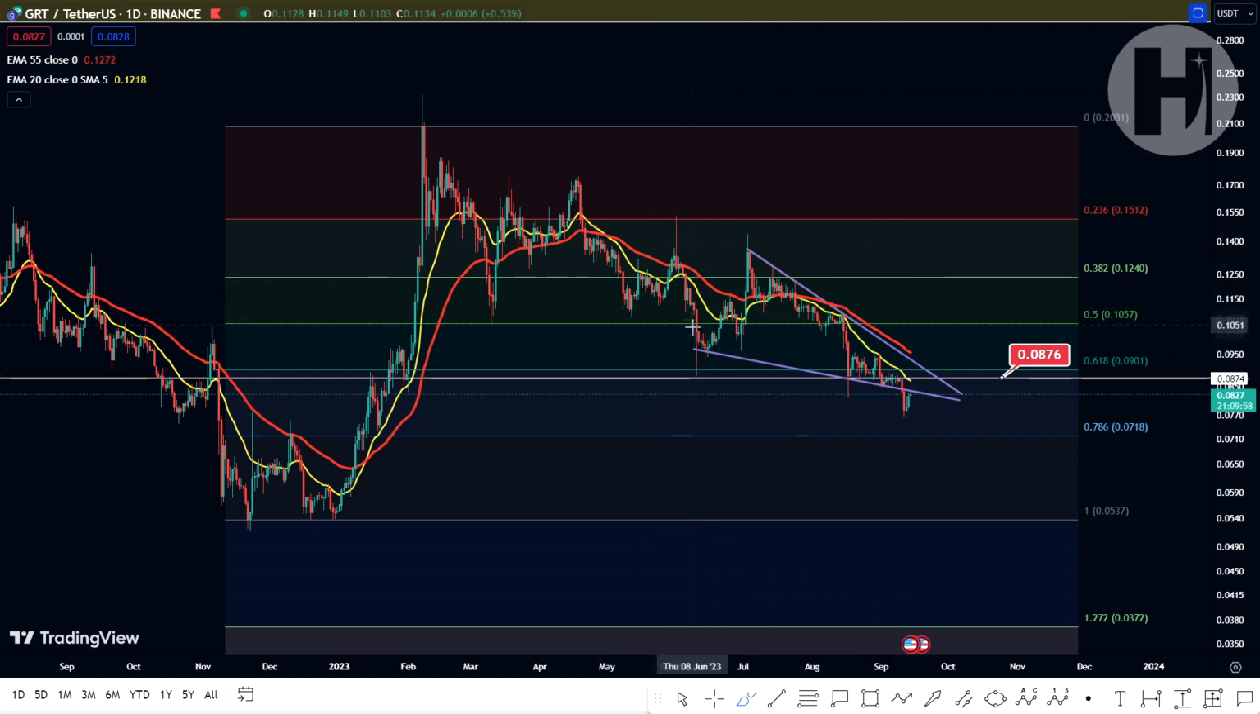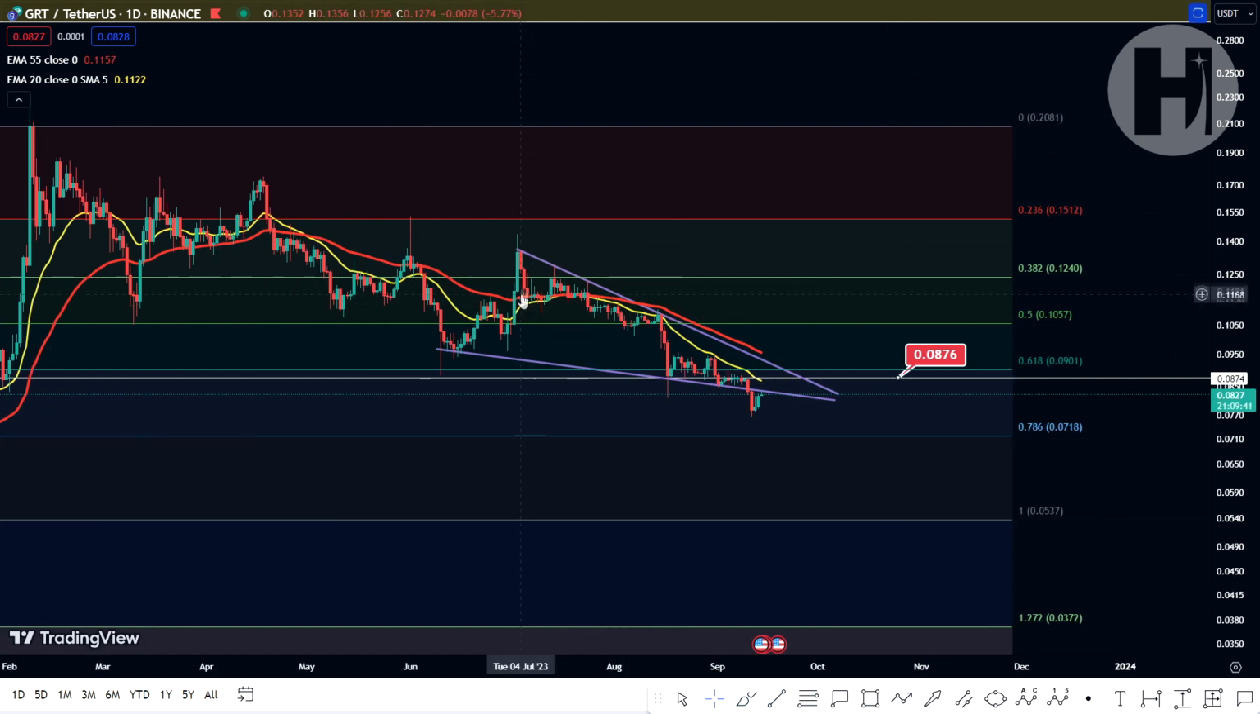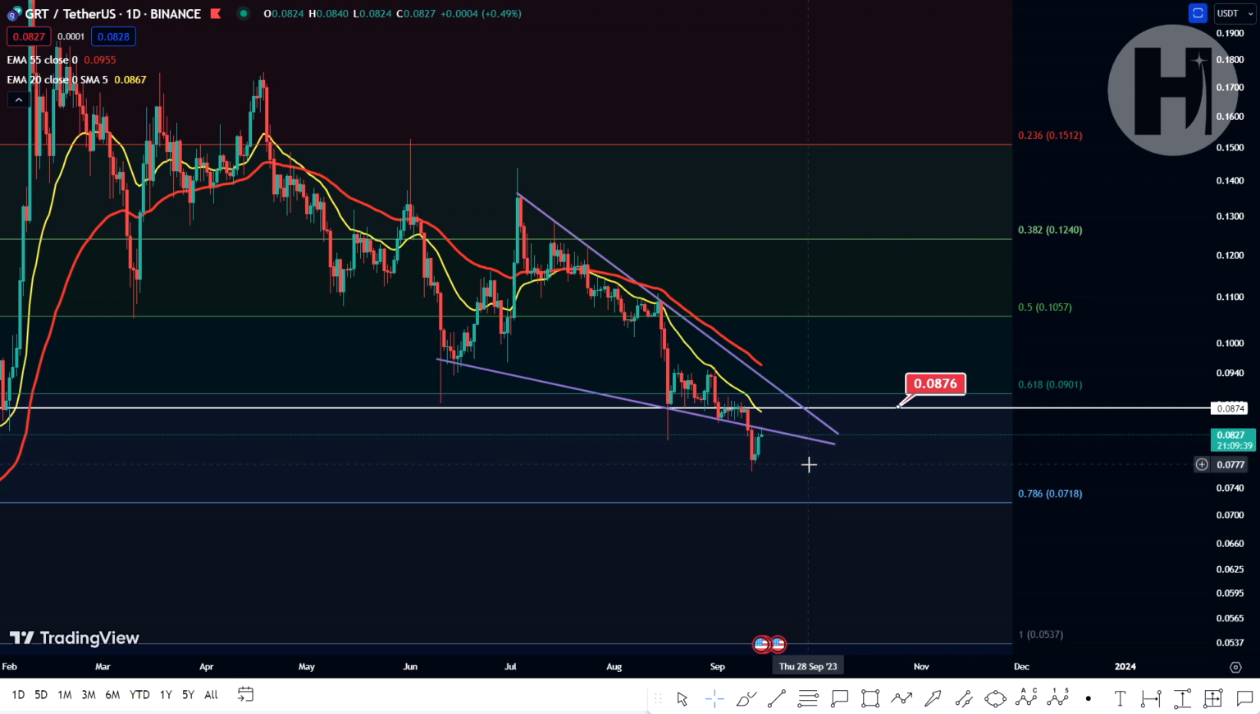We also saw a falling wedge pattern form with a target at 13.5 cents. We ended up invalidating the pattern by losing the support in September, and right now we're coming up and back testing the previous support as resistance. So now that is not going to be our target, obviously, because the pattern is invalidated.